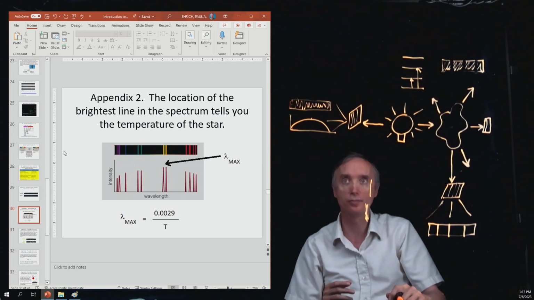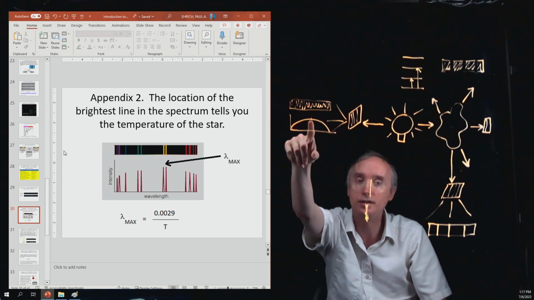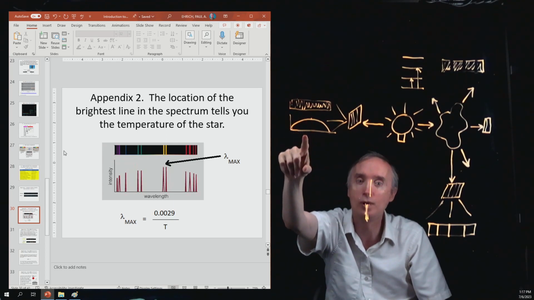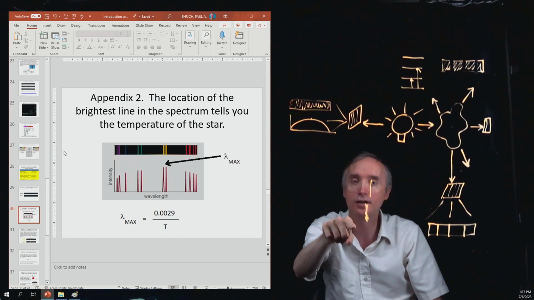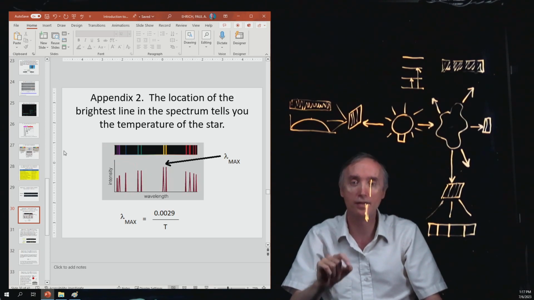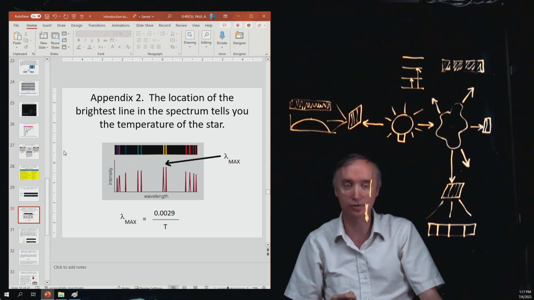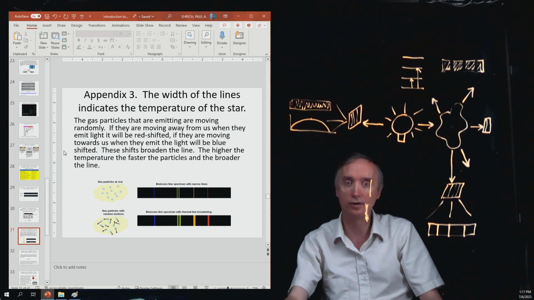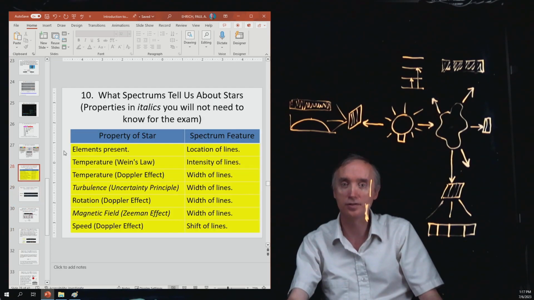Okay, then this one you should understand. So you look for the brightest line in the spectrum, and then that's going to be the maximum wavelength, and then you plug it into Wien's law, and then you can calculate the temperature of the star. So that one I think you should understand.